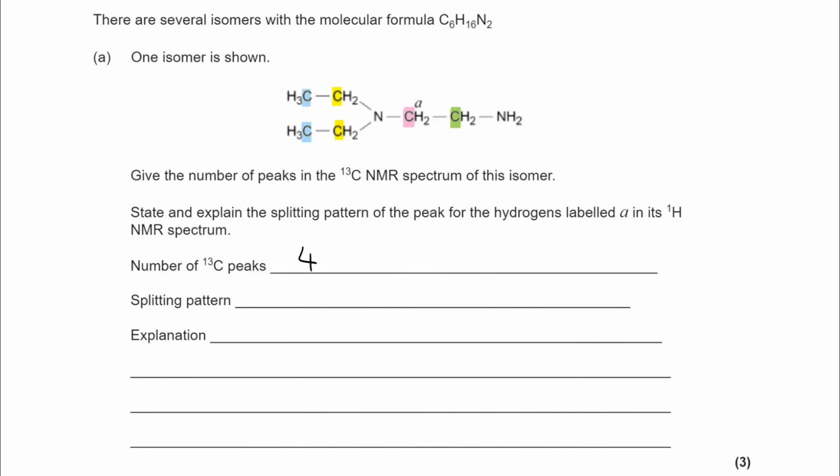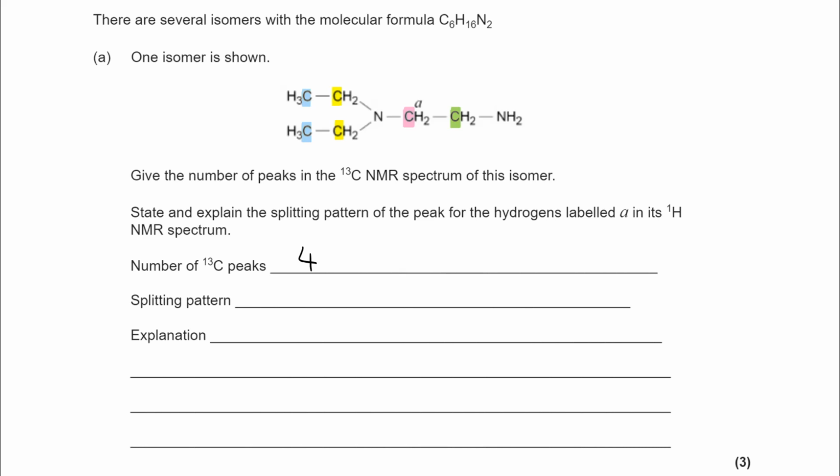Because I've got 2 ethyl groups coming off the same N, I know that they have got identical environments. My yellows are the CH2s next to the N, and my blues are the CH3s on the end of the ethyl chain. But on the other side, I don't have the symmetry. My pink and green, it's not an ethyl group because there is an amine group NH2 at the end. So in total, I've got 4 peaks.